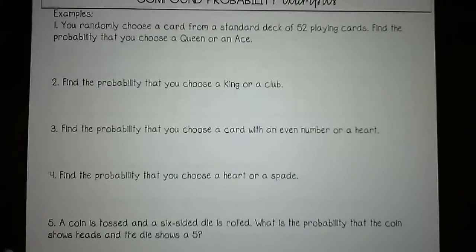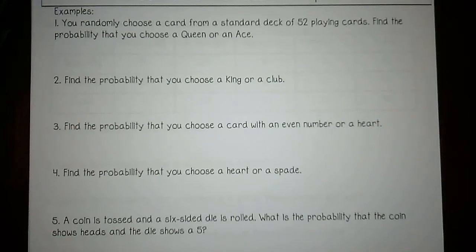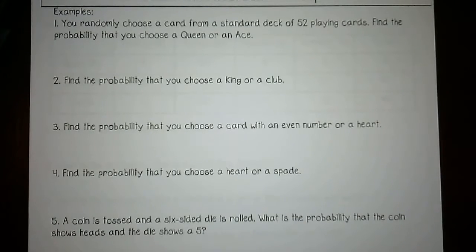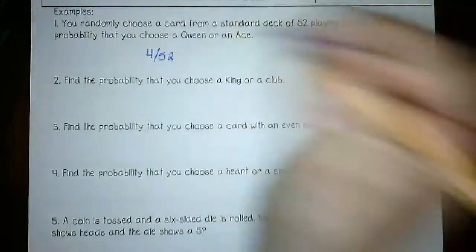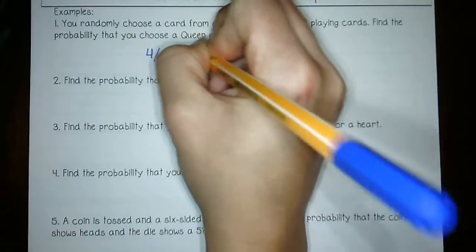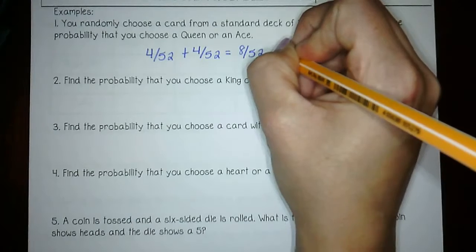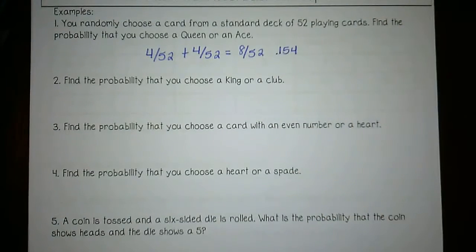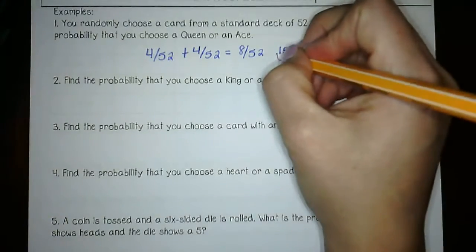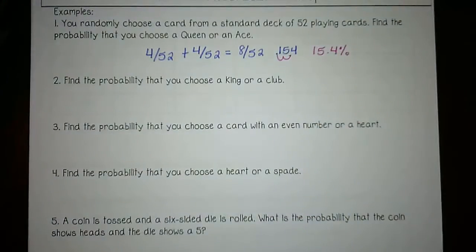doing some examples with this. You randomly choose a card from a standard deck of 52 cards. Find the probability that you choose a queen or an ace. Remember, if we're looking at the formula for "or," all we do is add. So the probability of choosing a queen: how many queens are in a deck of 52 cards? There's 4 of them out of 52. And how many aces are in a deck of cards? 4. And just like our formula, we add, and we get 8 out of 52. Then you'll reduce it, and that'll give you 0.154. And remember to get it into percent form, all you do is move the decimal 2 times, and you get 15.4%.